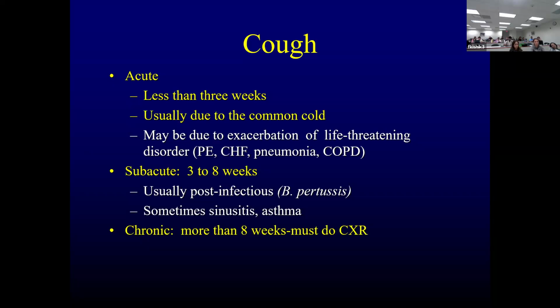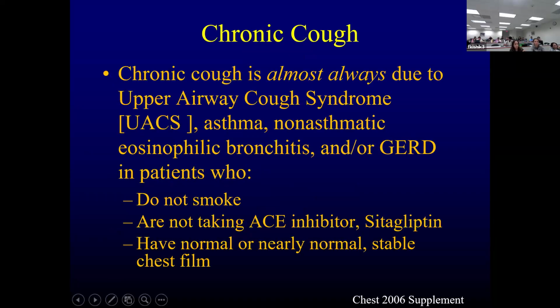Here are the choices. Chronic cough, when the chest X-ray is normal and the patient is not a smoker, occurs from 4 causes: underlying asthma, which has not been appreciated; post-nasal drip, also called upper airway cough syndrome; eosinophilic bronchitis; and gastroesophageal reflux disease.